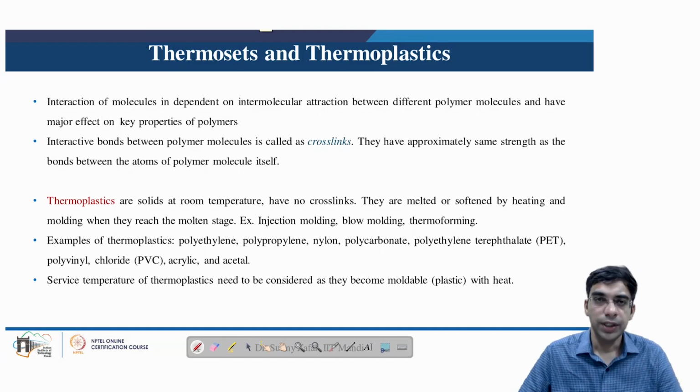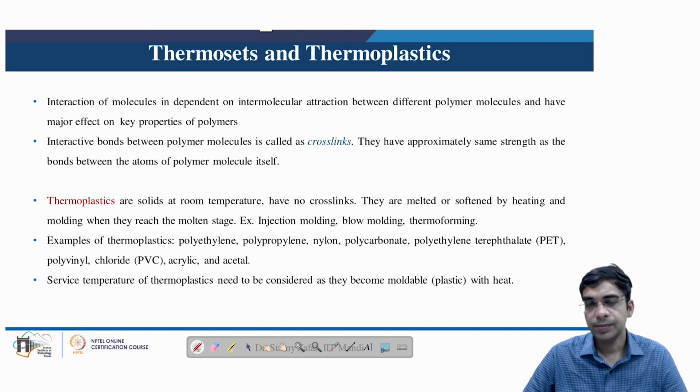So next we come to a detailed discussion on the different types of polymers, which are primarily either thermosets or thermoplastics. As we know, the interaction of the molecules depends on the intermolecular attraction between the polymer molecules, and this has a major effect on the key properties of polymers. Interactive bonds between the polymers are sometimes also known as crosslinks. They have approximately the same strength as the bonds between the atoms of the polymer molecule itself. So based on this discussion, the categorization of polymers is done into thermosets and thermoplastics.